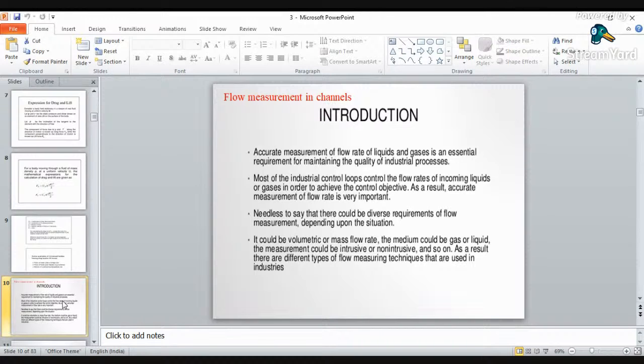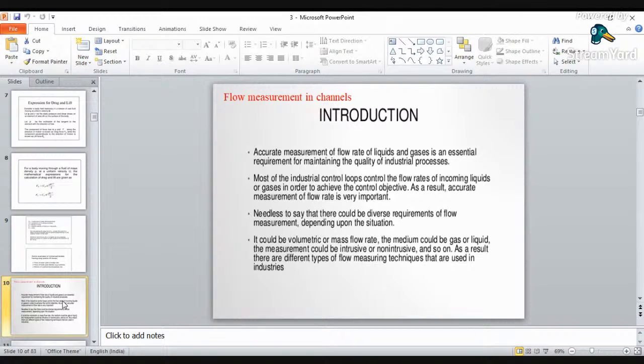Then for open channels, the shape of the velocity profile depends on the channel roughness. Obviously, the shape of your channel will decide the shape of the velocity profile. But in the case of a pipe, the maximum velocity will occur at the center only.